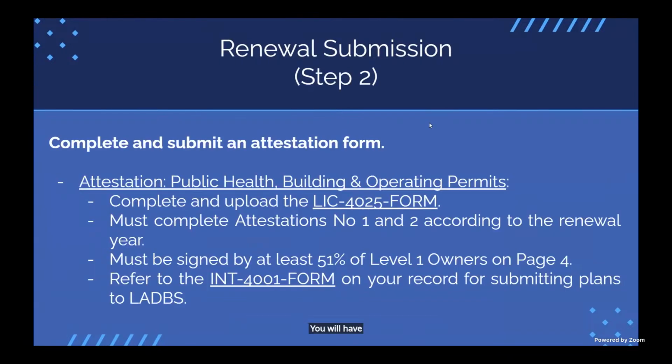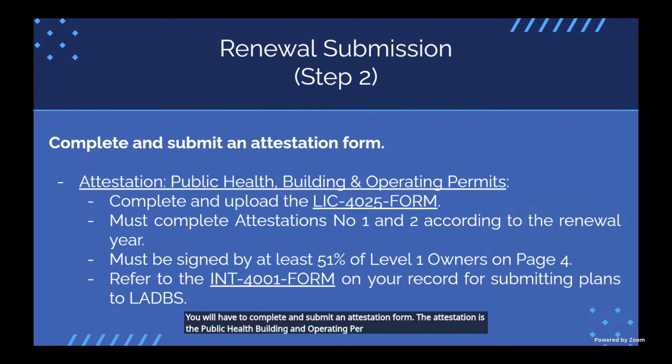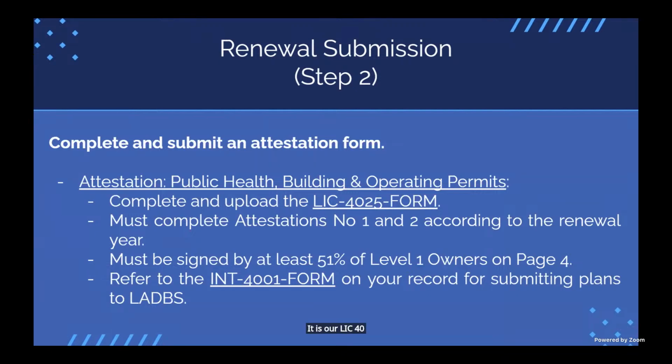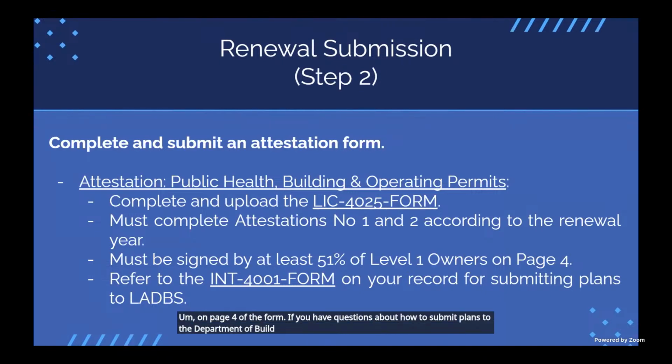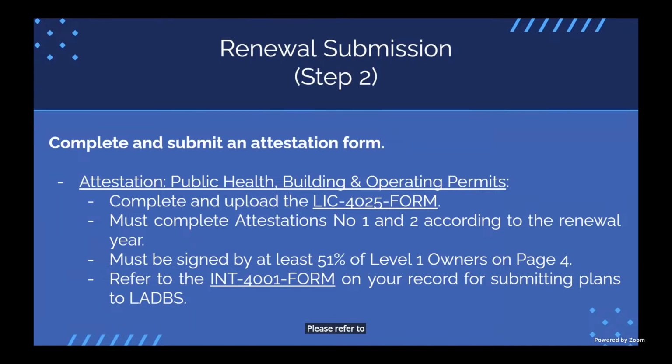You will have to complete and submit an attestation form. The attestation is the Public Health Building and Operating Permits form. It is our LIC 4025 form. You must complete attestation number 1 and 2 according to the renewal year. It must be signed by at least 51% of the level 1 owners on page 4 of the form. If you have questions about how to submit plans to the Department of Building and Safety, please refer to the INT-4001 form.